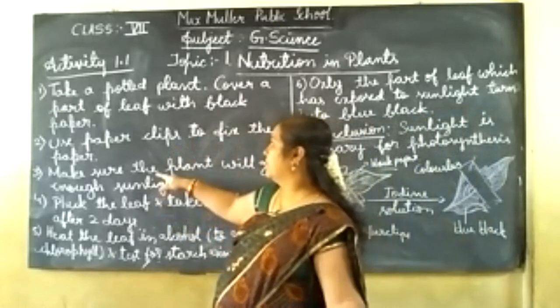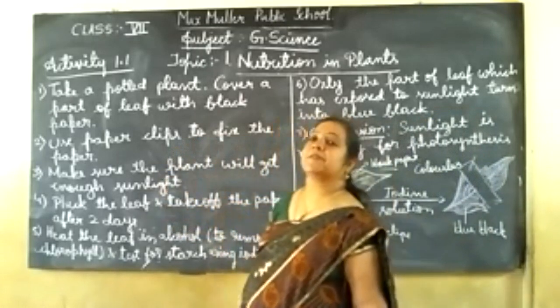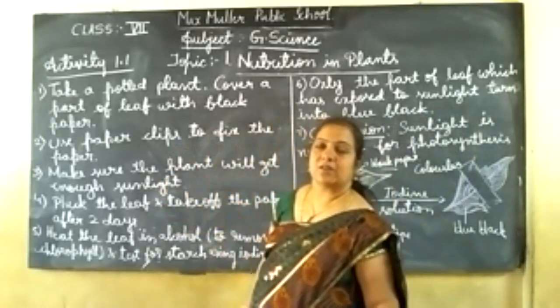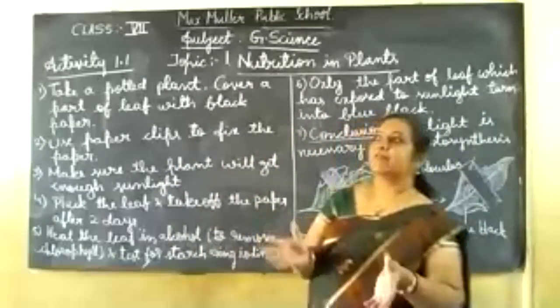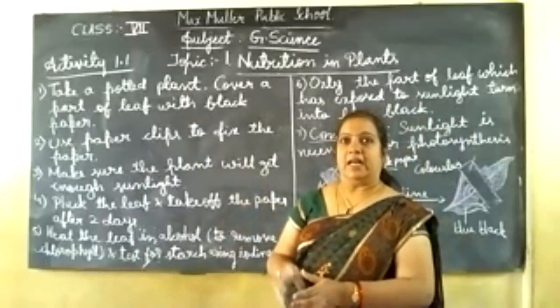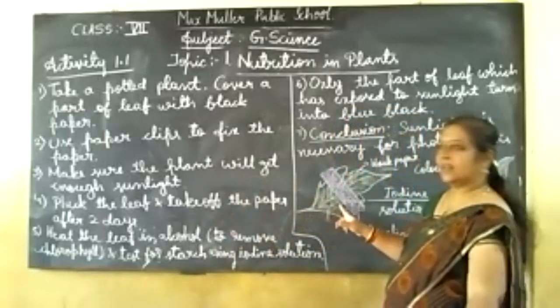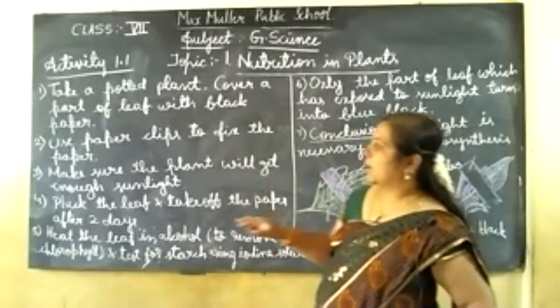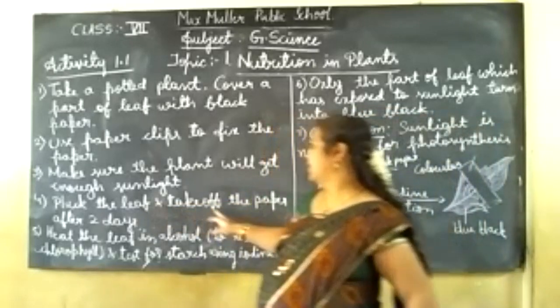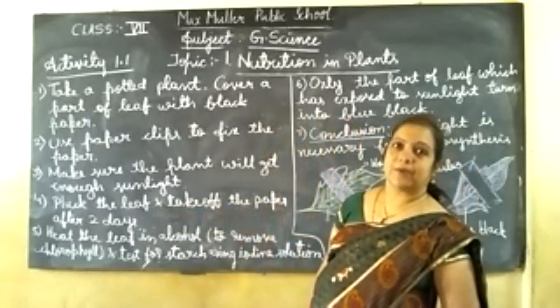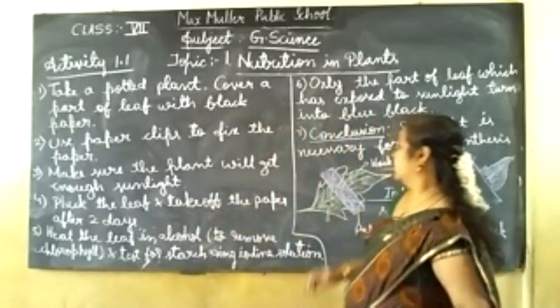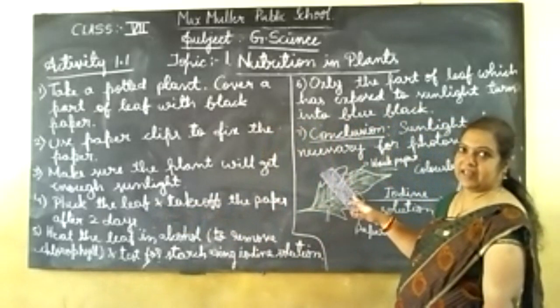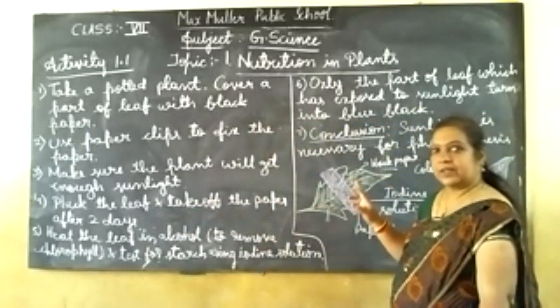Now, make sure the plant gets enough sunlight. Got it? So the plant is there, we have kept it in the sunlight, and only one leaf is made ready like this. Now, pluck the leaf and take off the paper after 2 days. See, we kept it in sunlight. So 2 days are over.